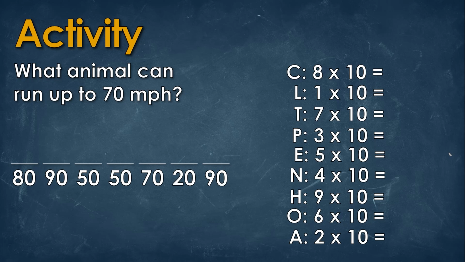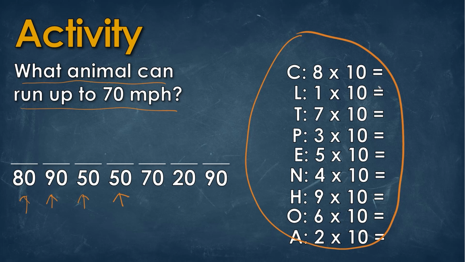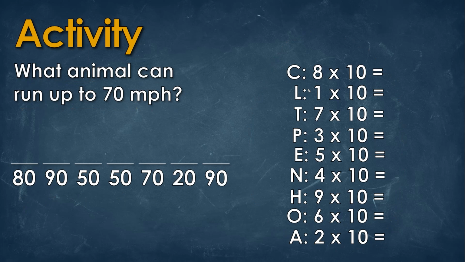So we have this question, what animal can run up to 70 miles per hour? And we have values for which we need to put those letters in, as you can see here. So for us to do that, we need to figure out what the values are for each one of these here, and then put the corresponding letter across. So for instance, let's take a look. 8 times 10, using our trick, would be that an 8 goes in front, followed by the tens place, which is behind it, so 80.